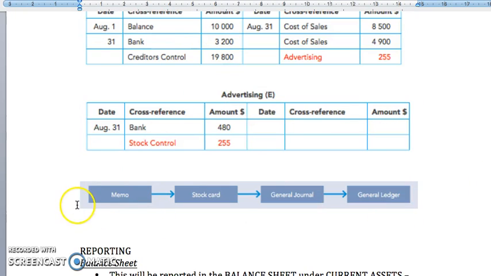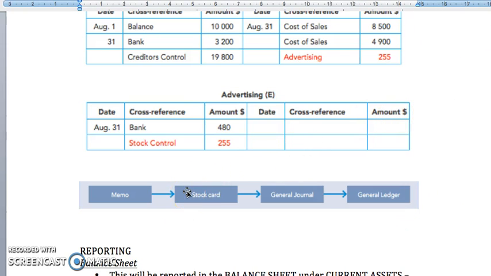So this is a flow. We have our memo, we record it in the stock card, we record it in the general journal. We need the stock card first because we need to know how much that donation cost us. Then we record it in the general journal. Then at the end of the month, it's posted to the general ledger. Please make sure you understand this, because if you don't understand this, everything before is going to be really confusing.